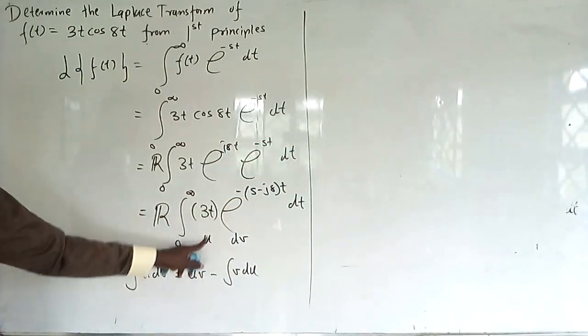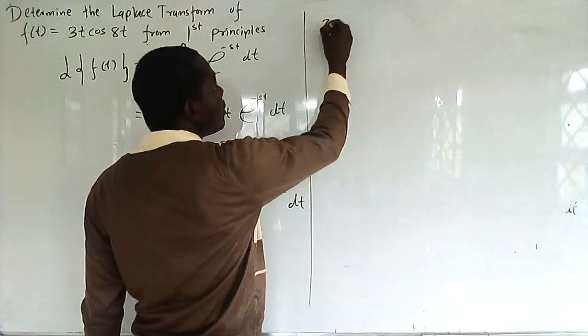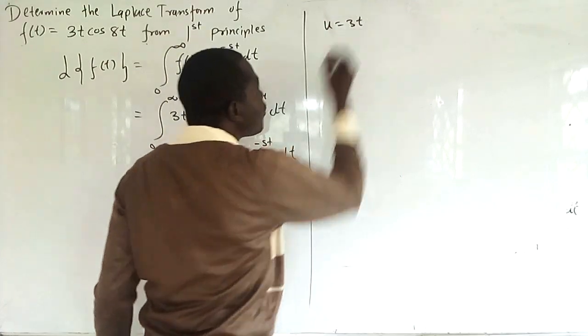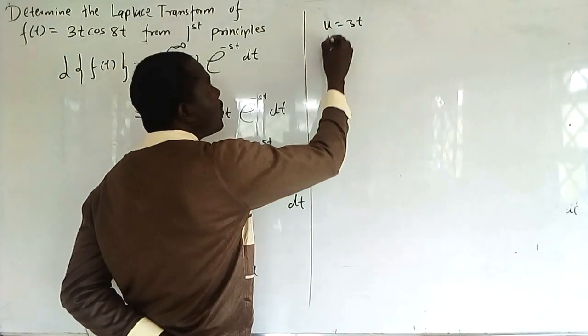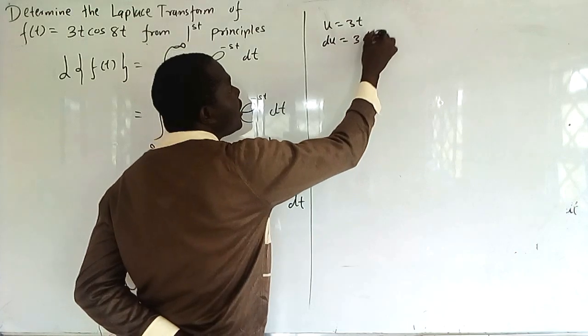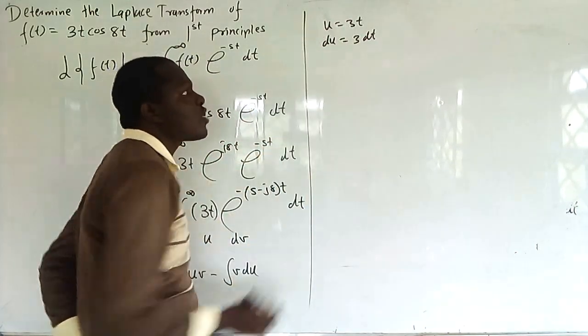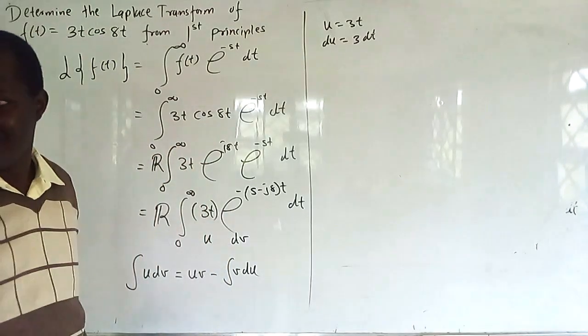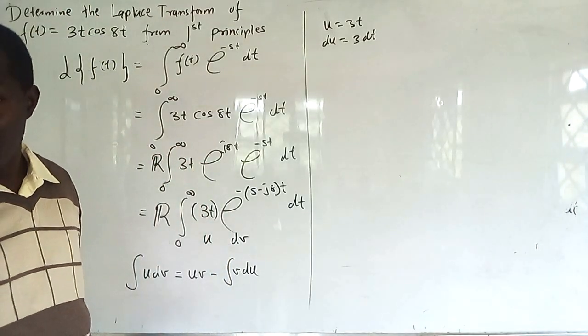So from there, you start, your u is 3t. u is equal to 3t. So it means du is 3 dt. Meaning differentiating u with respect to t, you get du over dt equal to 3. Then you take dt the other side, isn't it? Are we together? Yes.